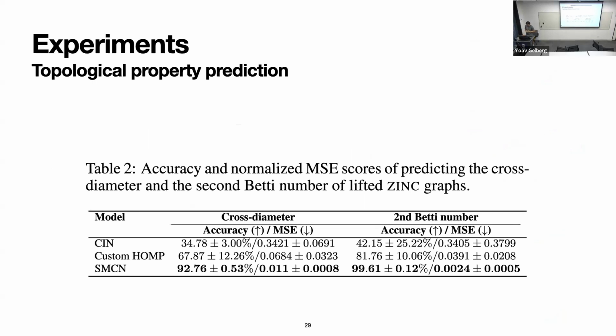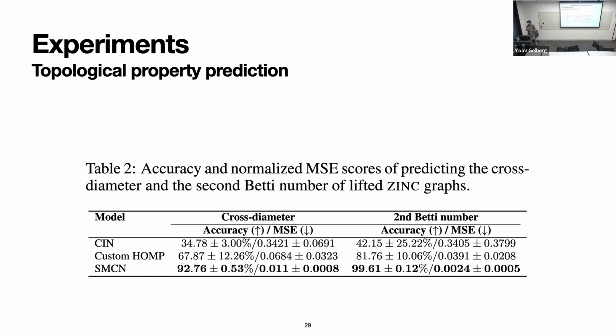The other data set we use is the ZINC data set that contains molecular graphs, just graphs representing molecules. We lift these molecules into complexes, similarly to the way Yam discussed before. And then we look at two metric and topological properties of these objects. So we look at the cross diameter. The cross diameter is the maximal distance between a 0 cell and a 2 cell in the complex. And we look at the second Betti number, which is the number of two-dimensional holes related to the second homology.